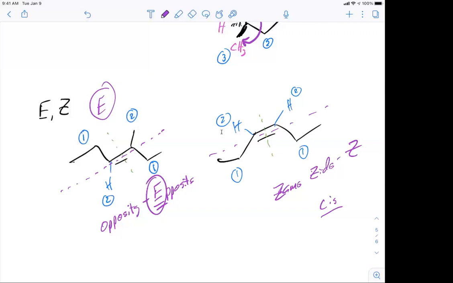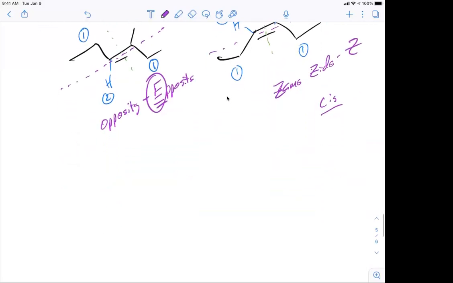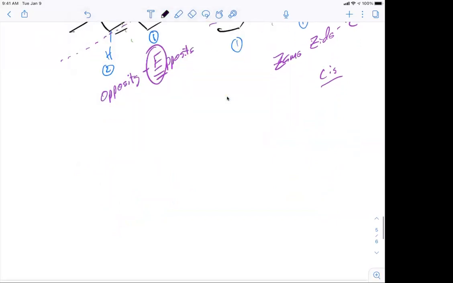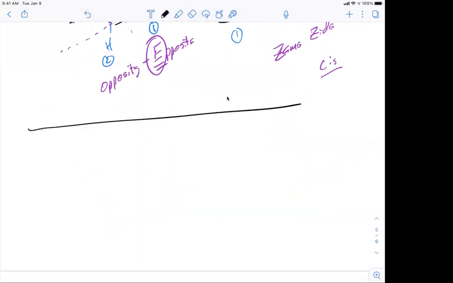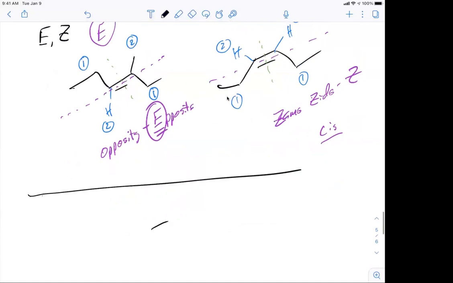Questions about E and Z nomenclature? Again, it follows the same priority rules that we use with R and S. Professor, was there something about if they have both methyls on the same side or something like that? Am I thinking of something else? Are you thinking something like this?